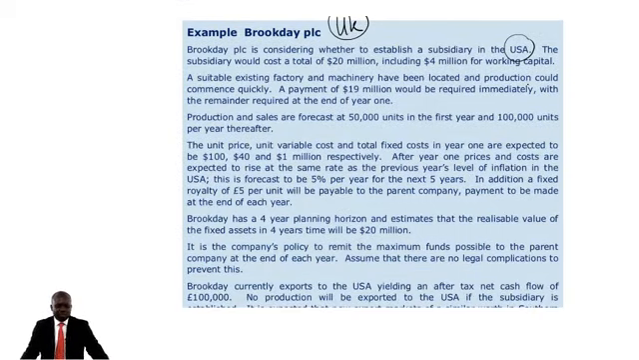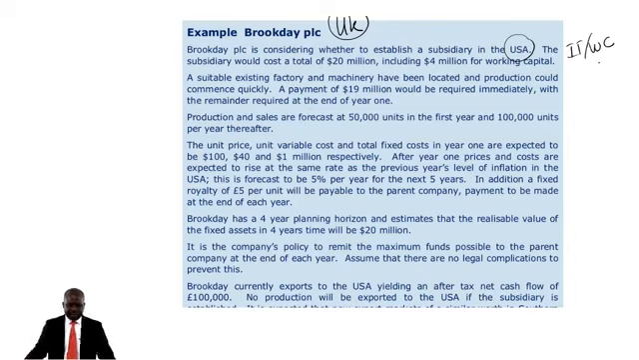The subsidiary will cost a total of 20 million, including 4 million for working capital. So this is my initial investment and working capital. A suitable existing factory and machinery have been located and production could commence quickly. A payment of 19 million will be required immediately, with the remainder required at the end of year 1. So the 20 million capital I need, this is how it's going to be paid.